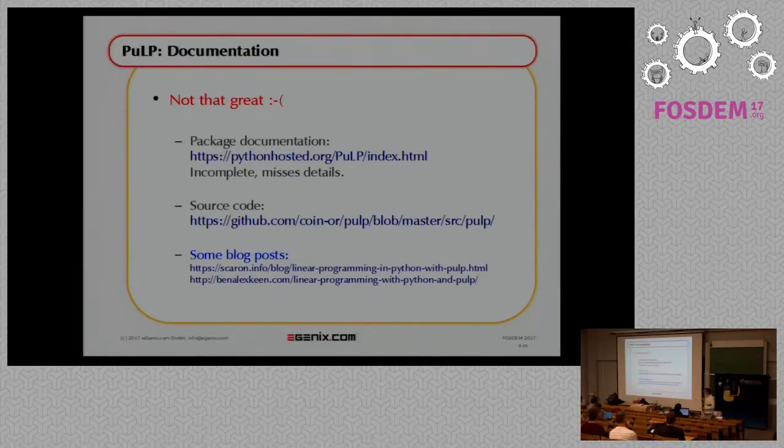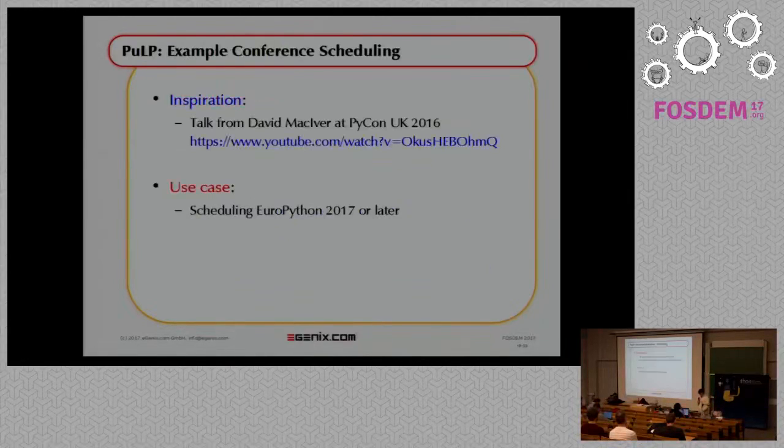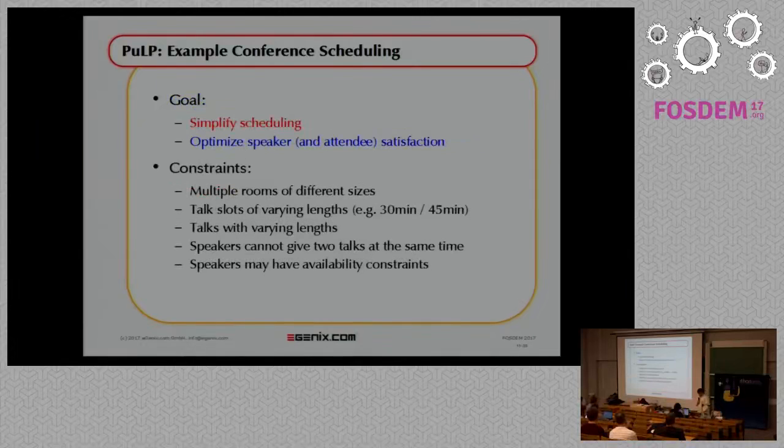When writing the slides, I found that the documentation was not that great. So I basically had to go to the web and find a few blog posts and then learn it using that. Plus I basically just read the source code to figure out how it was working. So these are the URLs. You probably have to look them up as well in order to understand it. Or what you can also do is watch this talk from David MacIver at PyCon UK in 2016, last year. That was basically the inspiration for looking at PuLP and trying to do conference scheduling with it. And maybe for 2017 we're going to actually use it.